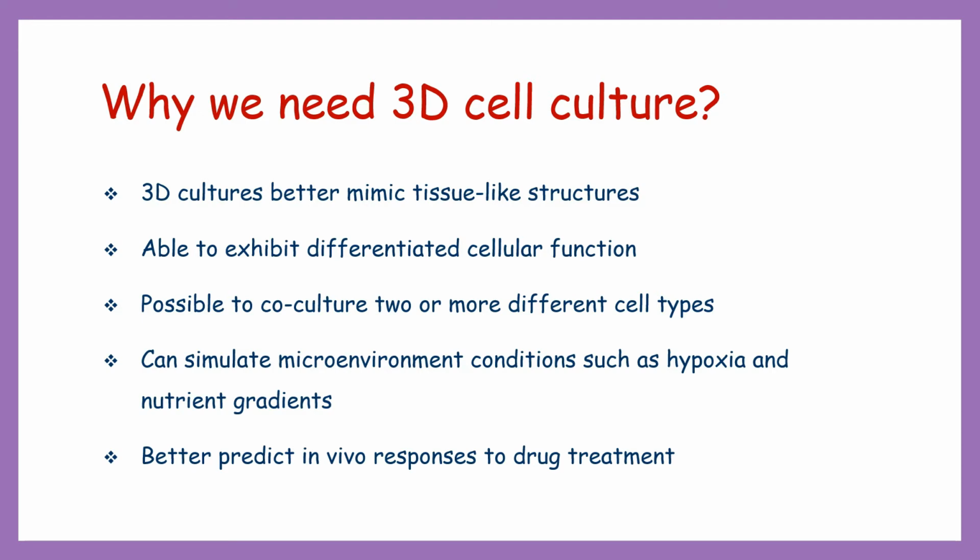In 2D monolayer, there is uniform access to nutrients and oxygen, which is not the case in tumors. As we talked about in previous slides, 3D tumor spheroids are much more representative of in vivo tumors, in which inner cells have less access to nutrients and oxygen compared to the outer layer, because they form a natural gradient.